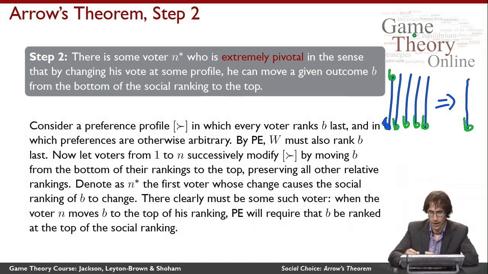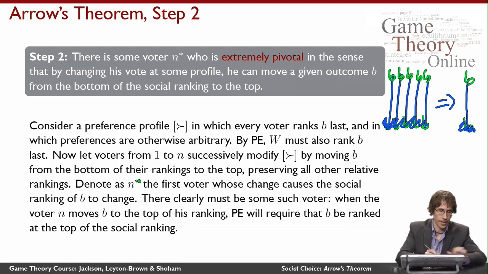When I do this, there has to eventually be a change. It can't be that I do this for everybody and B never changes. Because once I've done it absolutely for everybody and I've got B at the top all the way, then Pareto efficiency again is going to constrain me and it's going to say B has to be at the top. So I know there has to be somebody who, in making these movements, causes something to change at some point.